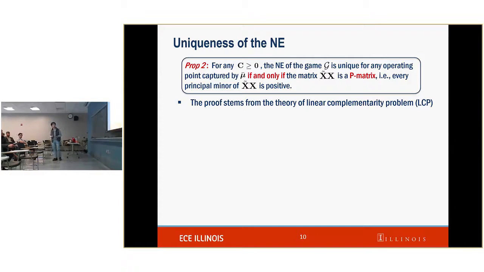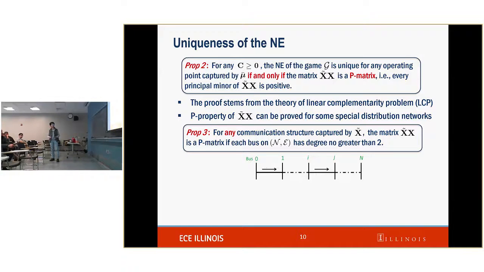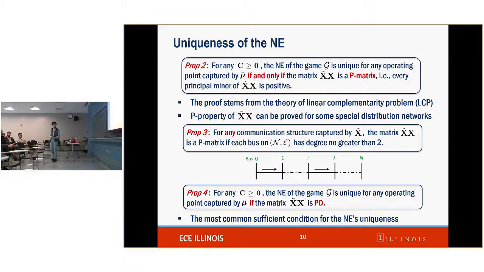And this proof stems from the theory of linear complementarity problems, and we extend some of their results to prove this proposition. And also, we can show that for some special distribution networks, this P property of X tilde X always holds. For example, if the distribution network is just one line, as shown here, meaning that each bus on this network has degree no greater than 2, then no matter how you choose the communication topology, how you partition these buses, this matrix is always a P matrix, which leads to the uniqueness of this equilibrium. However, in general, this P property is not easy to verify.